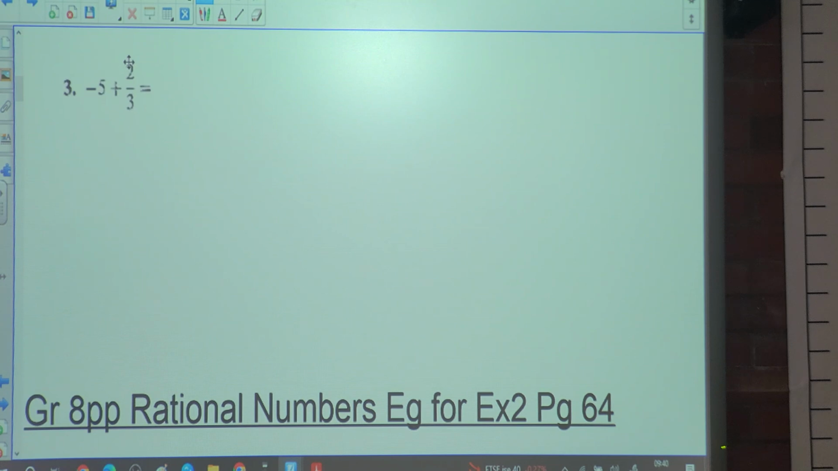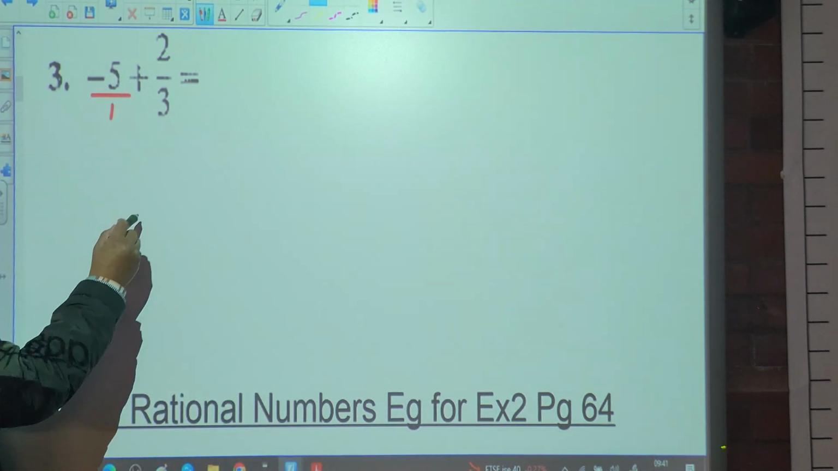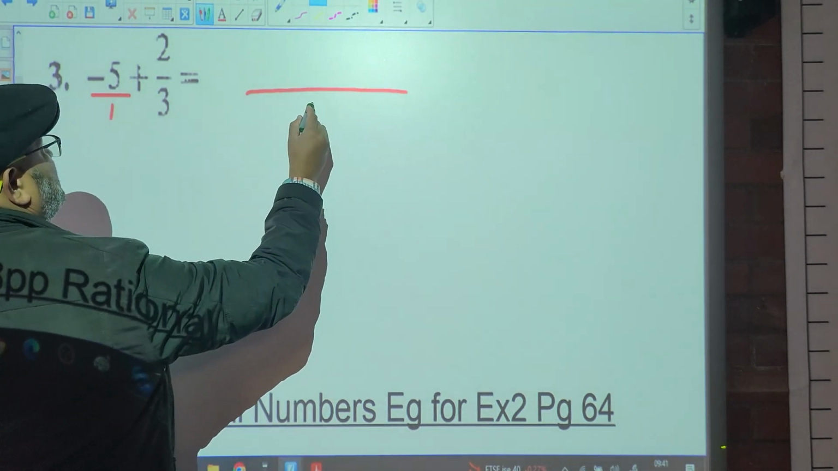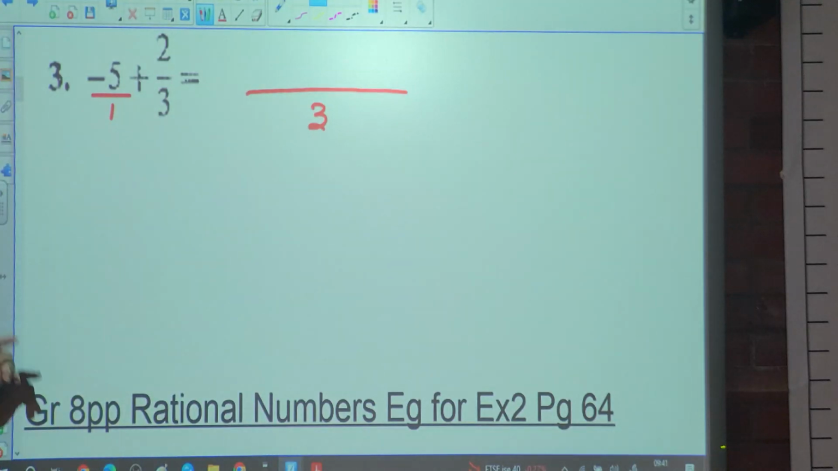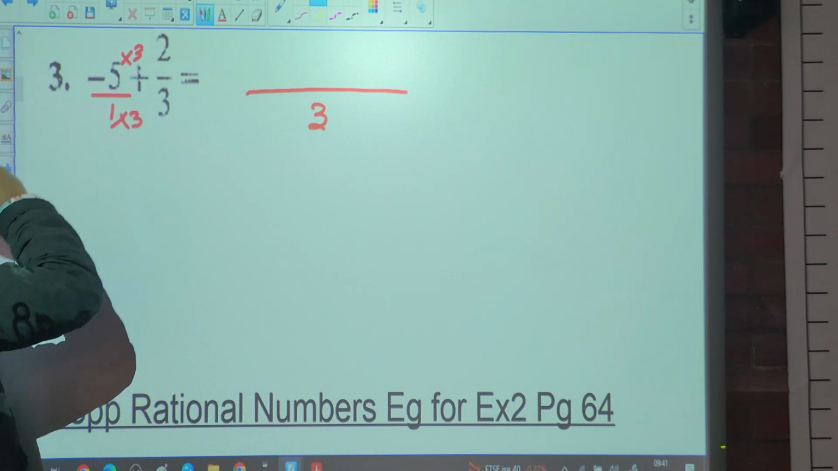Number 3. We've got negative 5 plus 2 over 3. We know the answer is going to be negative 4 and a third, but now let's act dumb and pretend we don't know that. Negative 5 is naturally over 1. What's your LCM here? 3. How do I get from 1 to 3? Times by 3. We don't add, people.